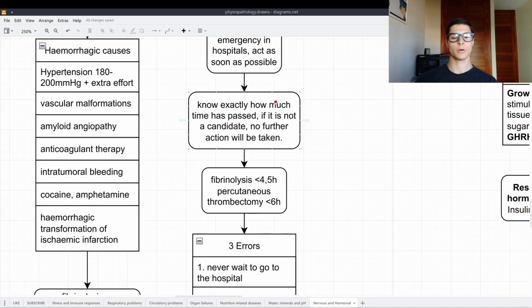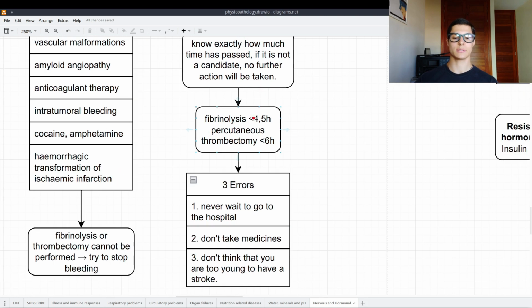And it is very important to know exactly how much time has passed after a stroke, because if too much time has passed and the patient is not a candidate, no further action will be taken, because it can be even worse for the patient. For example, the fibrinolysis and the percutaneous thrombectomy, which are used to treat the ischemic stroke, can be performed within 4.5 hours and 6 hours, respectively.